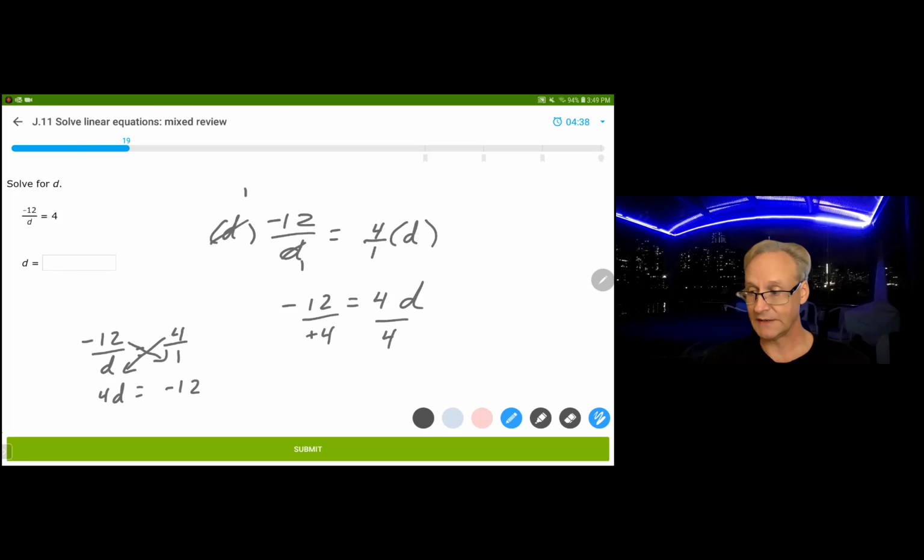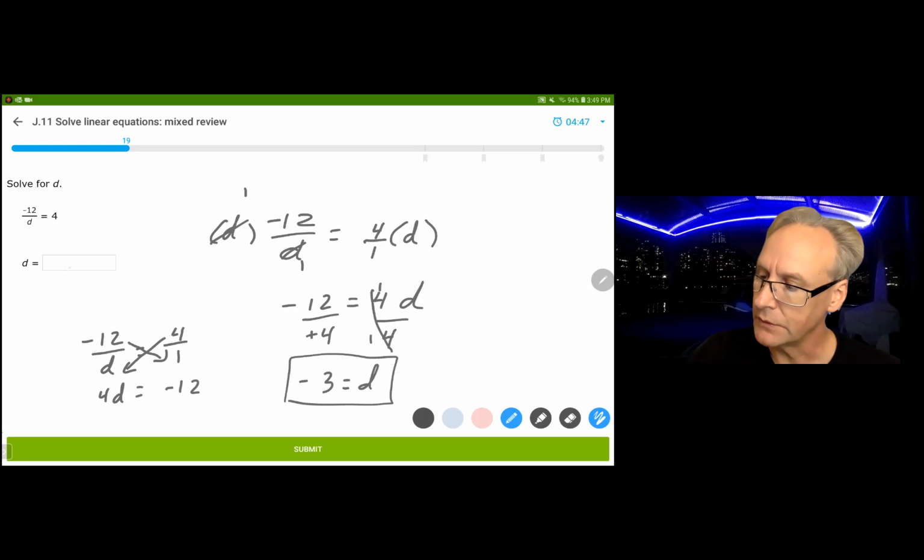and positive 4, sorry. And we get negative 3. I was getting ahead of myself. There we go. And D is equal to negative 3.